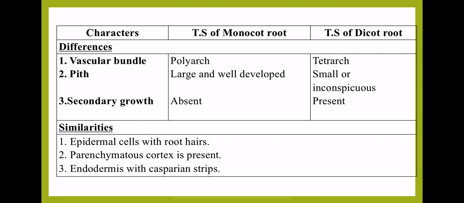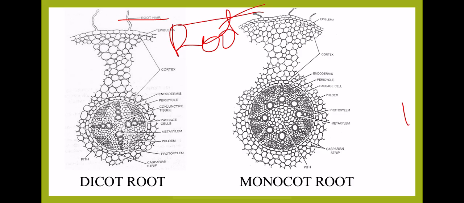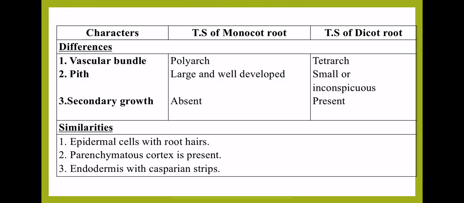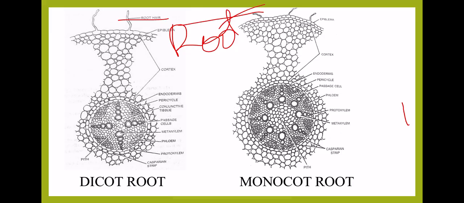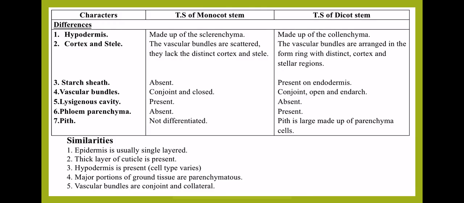Pith is large and well developed in the monocot root. You can observe pith is large in the monocot root, and it is inconspicuous or small in the dicot root. Secondary growth is absent in the monocot root, and secondary growth is present in the dicot root. The next comes the stem.